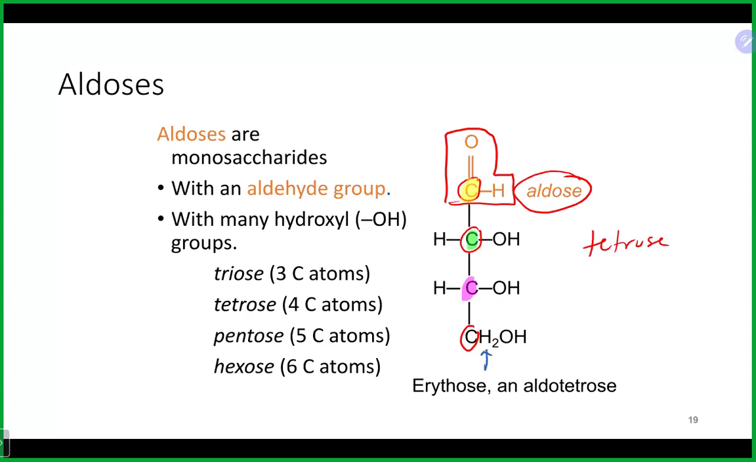Would this be an L or a D? It would be a D because we're looking for the very last chirocarbon, which, by the way, would be this one. Usually, like I said, almost right above that guy. And our OH group here is on the right-hand side. So this would be in the D formation in this case. Any questions on that?